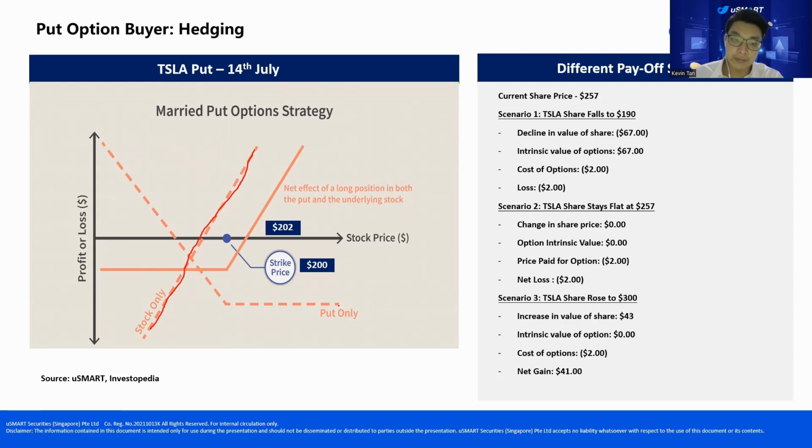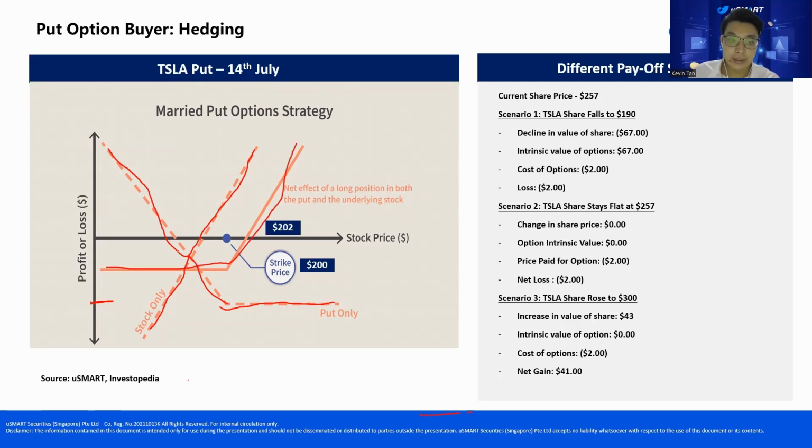Next, if you have a put option, it basically stays flat. You incur a loss if the price is within this range, and you start to make a profit as the price declines. So what happens if you own a share and you buy a put option to hedge against a price decline? Your payoff diagram will look something like this.